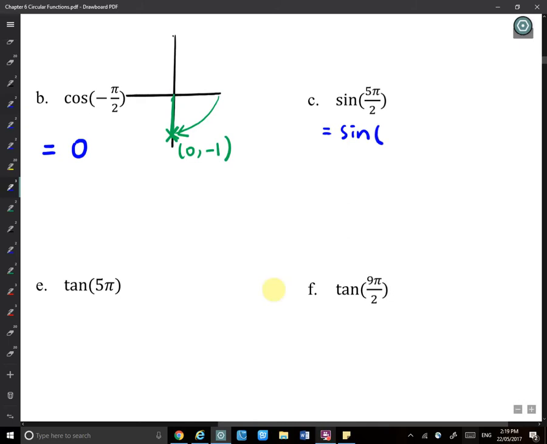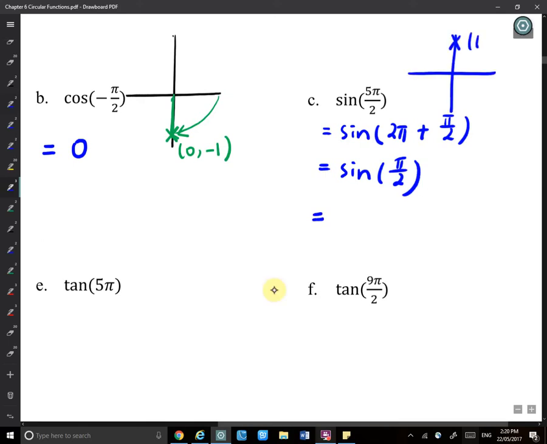Next is sine of 2 pi plus pi over 2. If you have a multiple of 2 pi, you don't need to worry about the 2 pi. You can get rid of it. You just have sine pi over 2. The angle is here, and the coordinates are 0, 1. The y value is the sine value, so sine pi over 2 is 1.